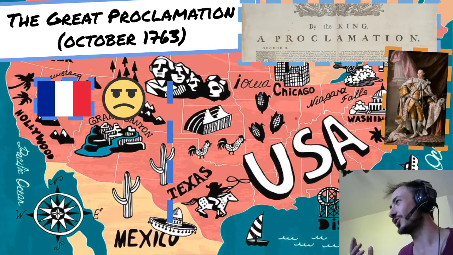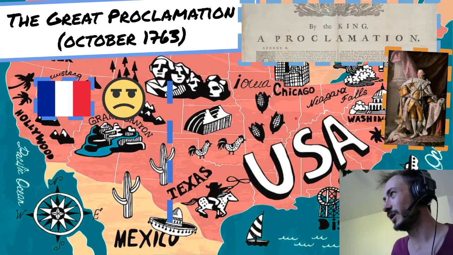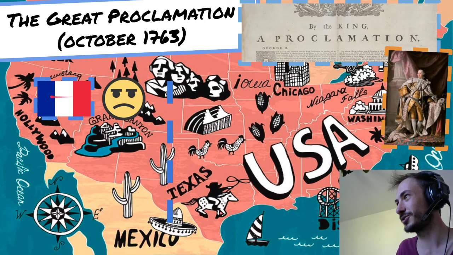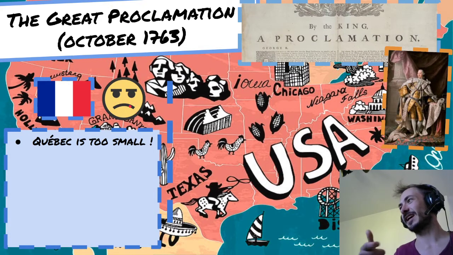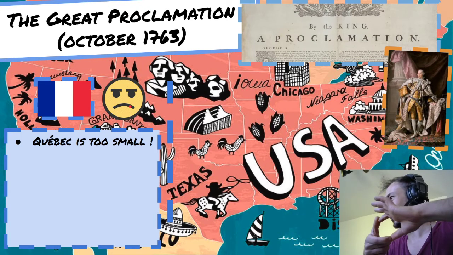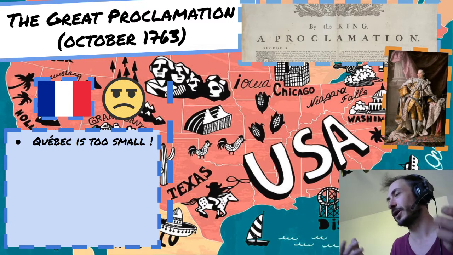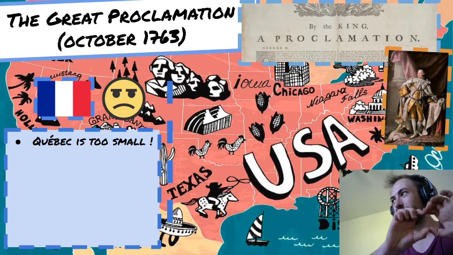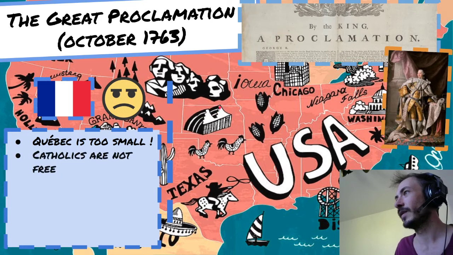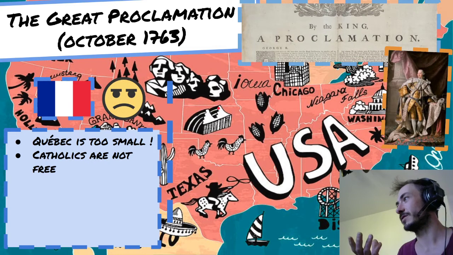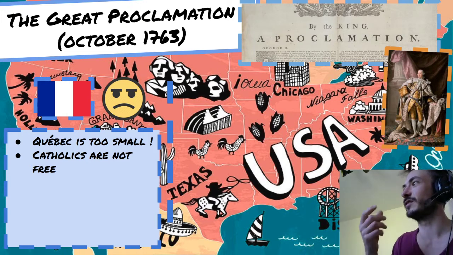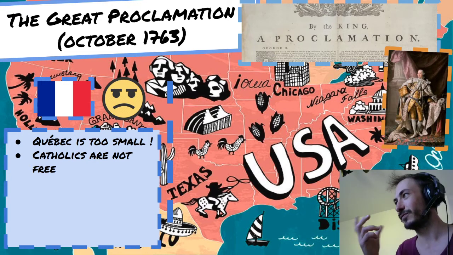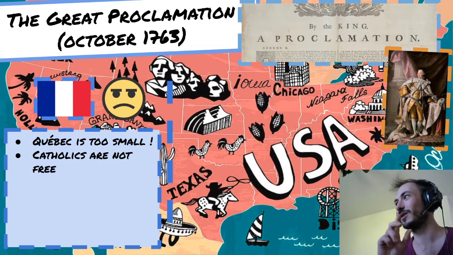So the French were not happy at all with the Great Proclamation. Okay? The French were very unhappy because they had kept a very small part of North America. They had kept Quebec. You know, Quebec is still French. But Quebec was very, very small. The Catholics were not free, okay, because the king was a Protestant. You know, there is a conflict between the Catholics and the Protestants, and the King of England was a Protestant. So the French are Catholics, and the French were not happy at all.